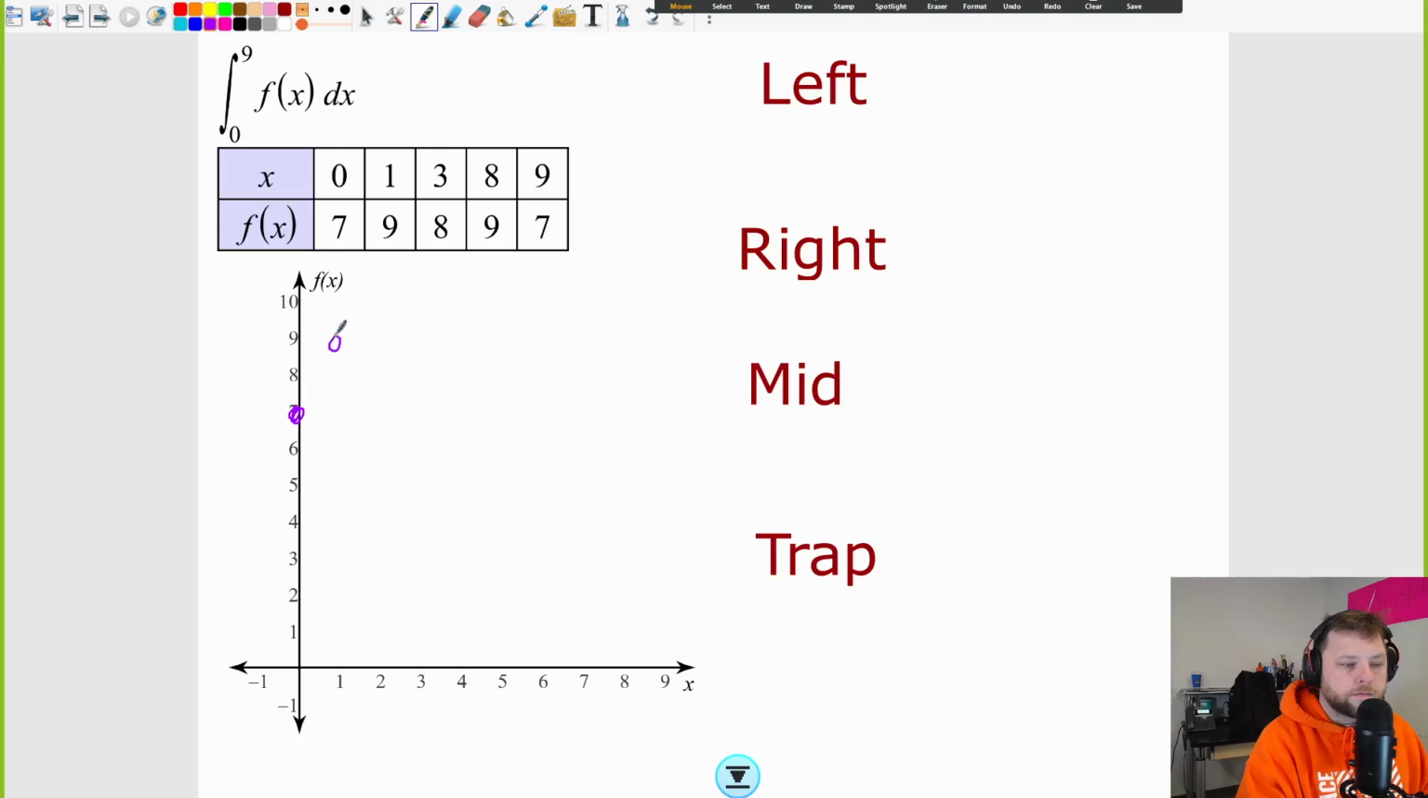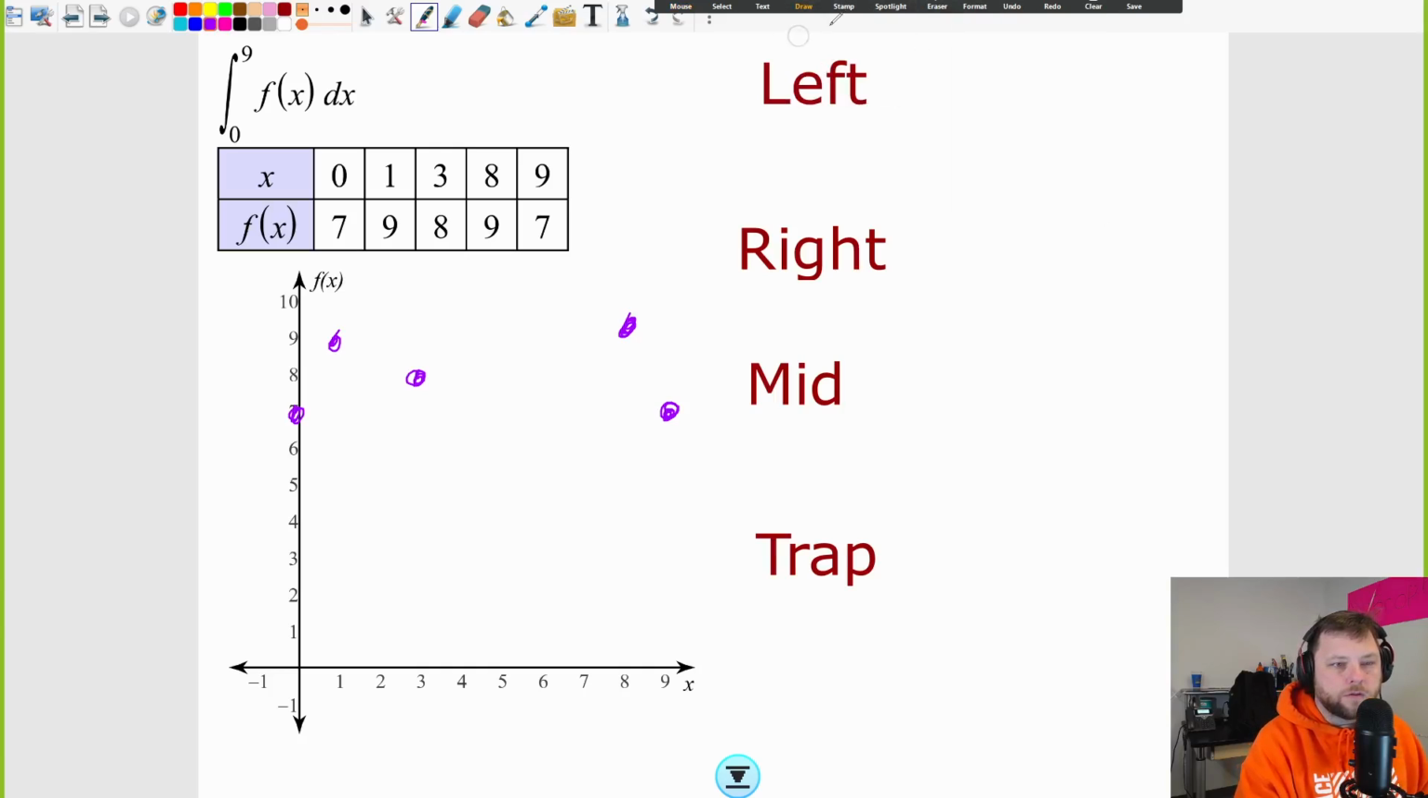So I'm going to plot these points: 0, 7; 1, 9; 3, 8. Gosh, I've got to get the older version. And this jumps to 8, 9, way over here. And this goes to 9, 7, down here. So all the distances aren't the same, right?